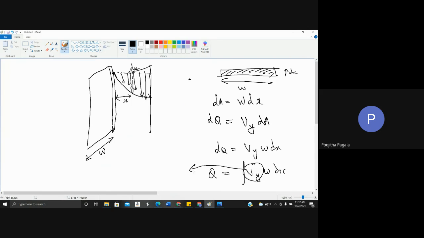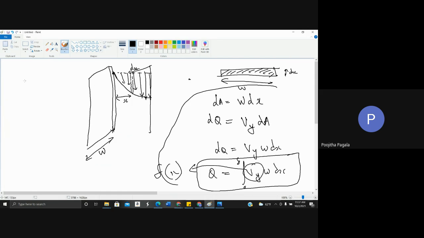You know vy as a function of x, we derived it earlier. So all you need to do is carry out this integration, from 0 to delta, because x varies from 0 to delta. Do this and tell me what answer you get.